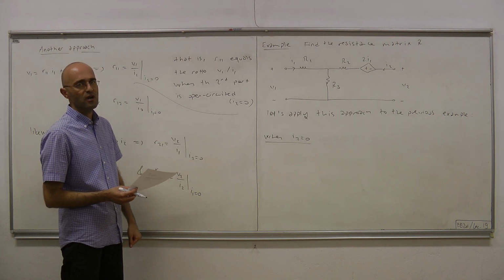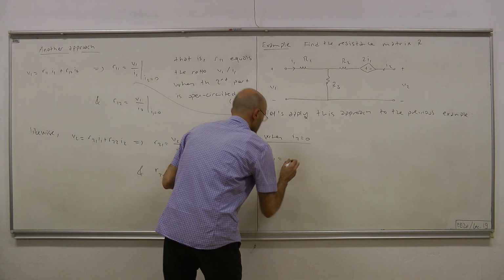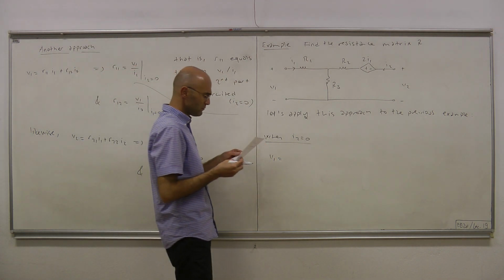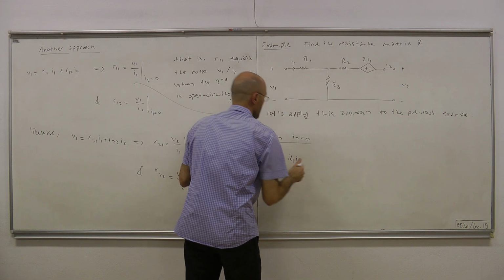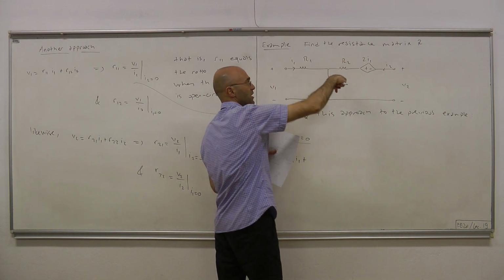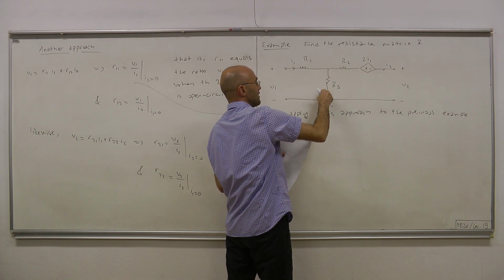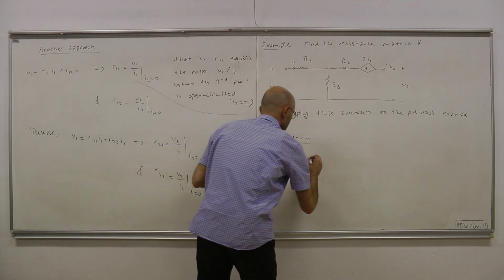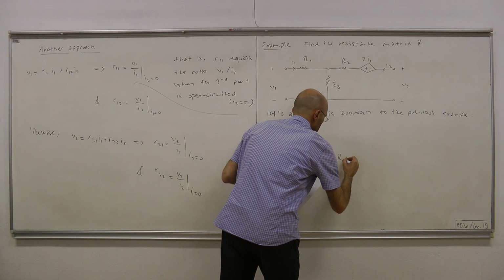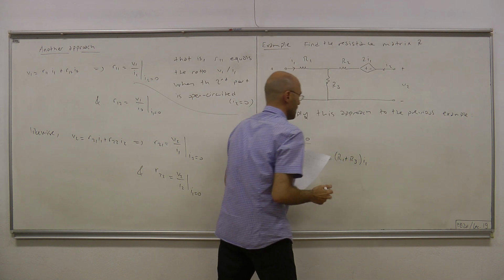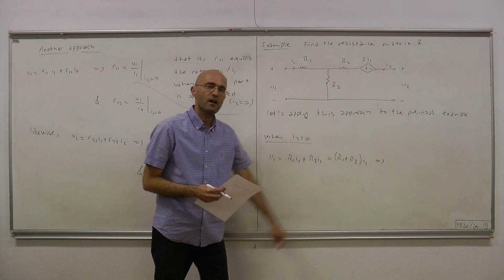Now let's compute the first column. That is when I2 equals 0. When I2 equals 0, V1 equals this voltage, R1 I1, plus R3 times this current. But now I2 equals 0, therefore this current is automatically equal to I1. So we have R3 times I1. That equals R1 plus R3 times I1. And then if you take the ratio V1 over I1, you obtain R1 plus R3.